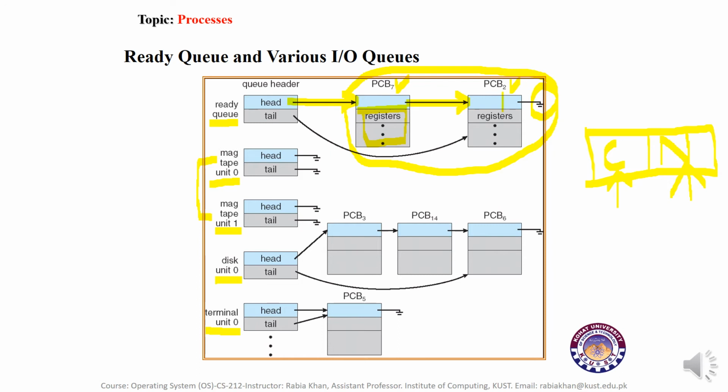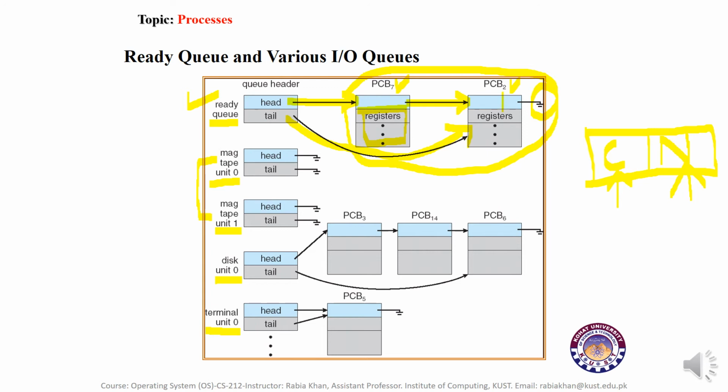So currently within the ready queue you have two processes. At the top is process 7, while at the tail is process 2. Here you can see the head is pointing to the first process and the tail is pointing to the last process. There can be many others in between the head and tail, but the head will point to the first process and the tail will point to the last process.